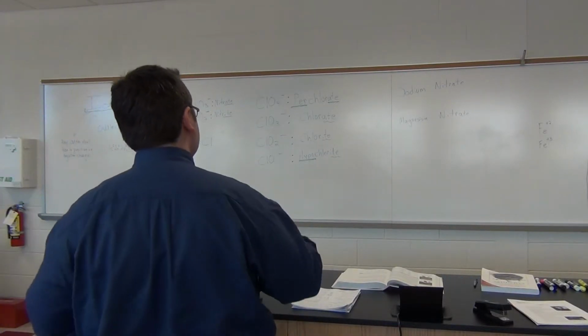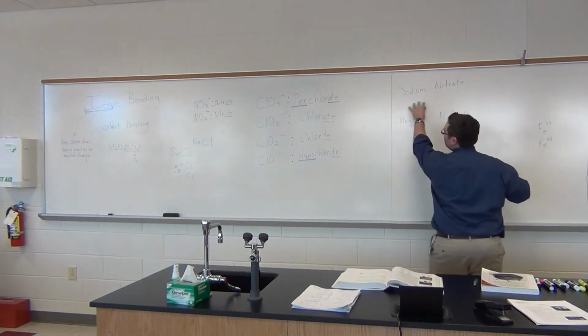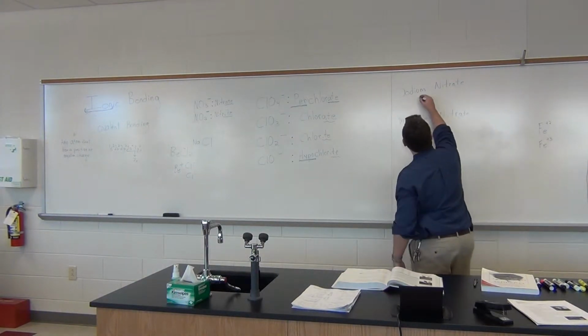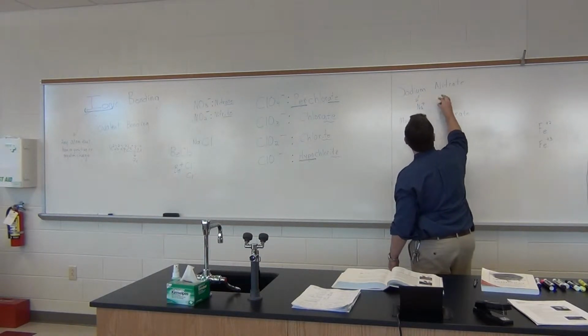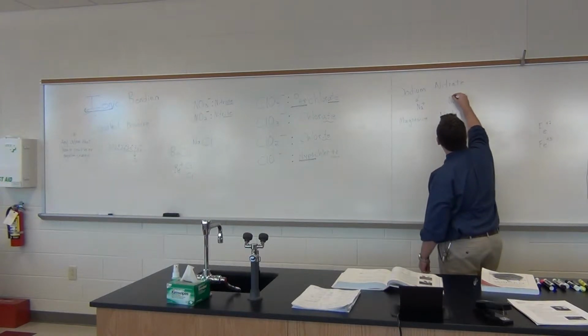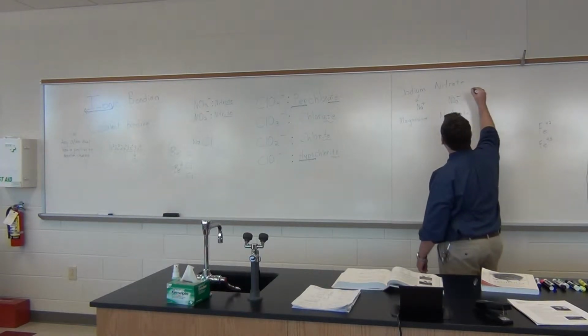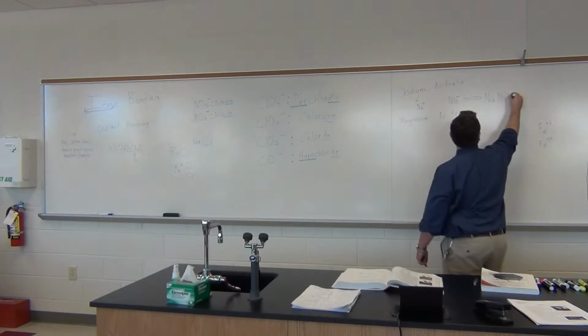You see, when we do this one here. Sodium, Na plus. Your nitrate is NO3 minus. So your sodium nitrate would be NaNO3.